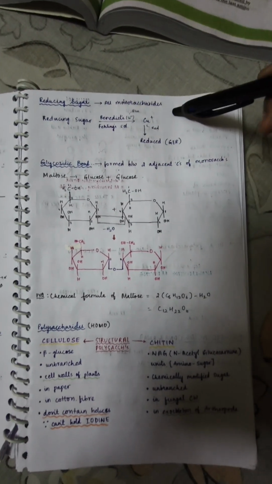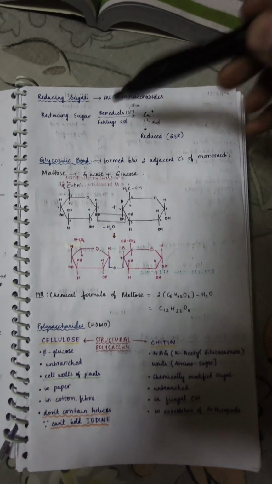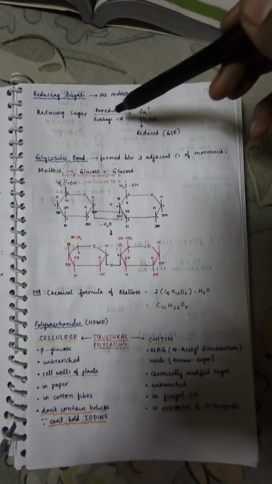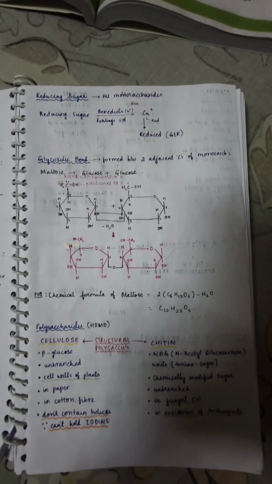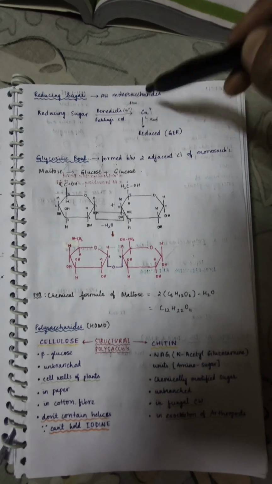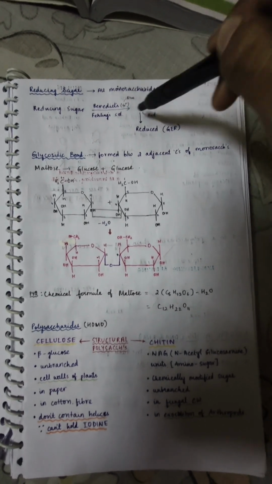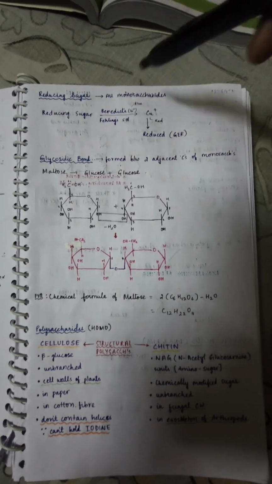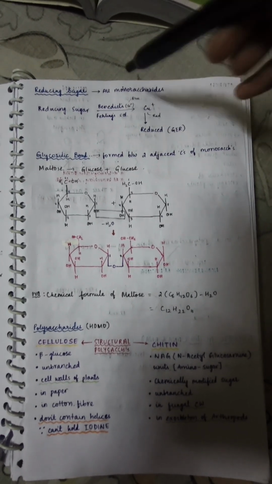Reducing sugars are all your monosaccharides. How do we know that something is reducing? When a reducing sugar is added to Benedict's or Fehling's solution, in which you have copper ions that are blue in color, they reduce the copper ion Cu2+ to Cu+, which converts into red color. So if the solution turns red, we know that this is a reducing sugar because it reduced copper. It gained an electron.